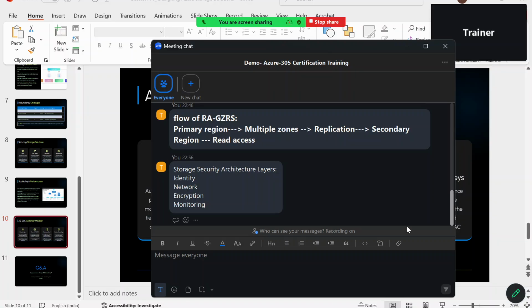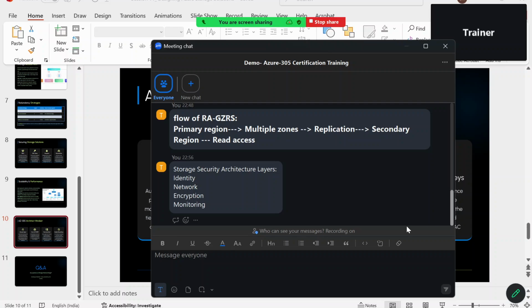What are the common mistakes? Common mistakes are using ultra disk unnecessarily, no private endpoint, no storage firewall, excessive account key use, poor lifecycle management, and no monitoring. And what are the best practices? Use managed disks, use premium SSD for production workloads, use ultra disks only when justified, implement private endpoints, use Entra authentication, enable monitoring, optimize storage tiers, and test recovery procedures.